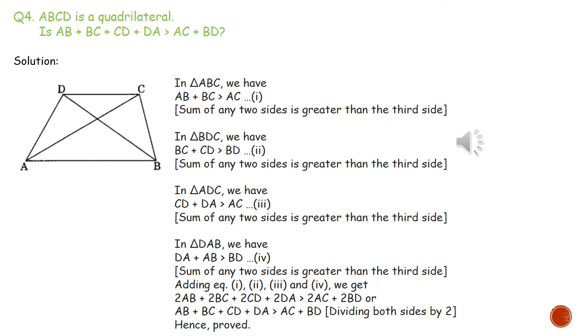Now we are adding all the four equations, left hand side and right hand side, and we are getting AB plus BC plus BC plus CD plus CD plus DA plus DA plus AB, that is greater than AC plus BD plus AC plus BD. So every side is coming twice. So we can simplify: 2AB plus 2BC plus 2CD plus 2DA is greater than 2AC plus 2BD. We are dividing them by 2 and getting AB plus BC plus CD plus DA is greater than AC plus BD.